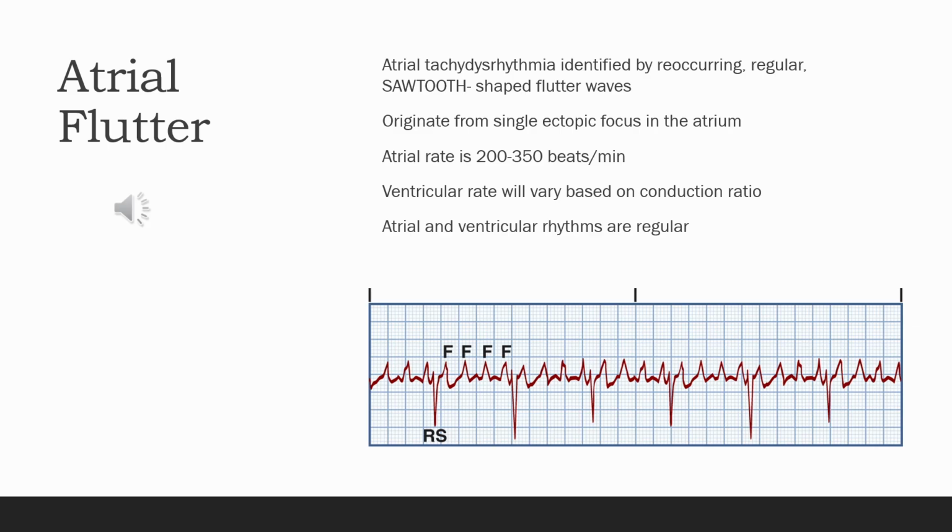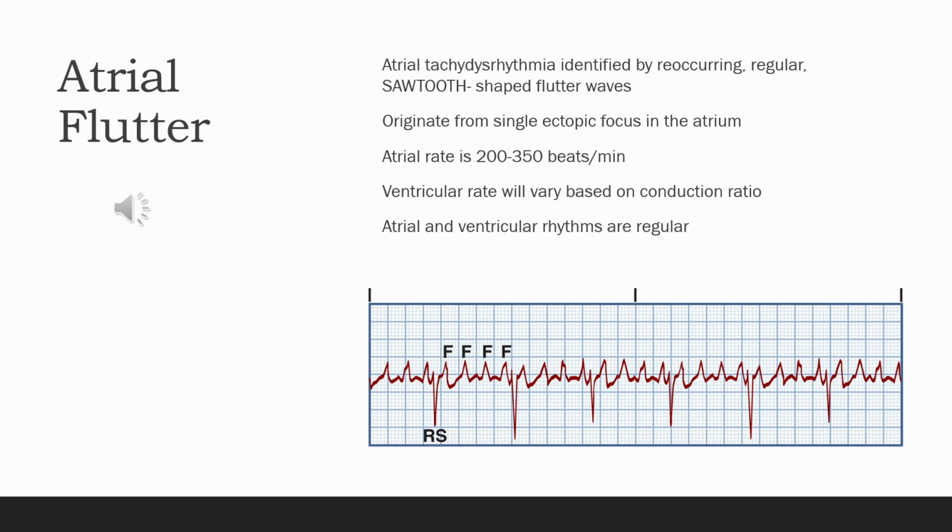So let's talk about the symptoms of atrial flutter. So patients with A-flutter can present with palpitations, chest pain, lightheadedness, and shortness of breath. If the ventricular response or the ventricular rate is too fast, then they can also have hypotension as well as syncope. So now let's talk about how we treat atrial flutter and our nursing considerations.